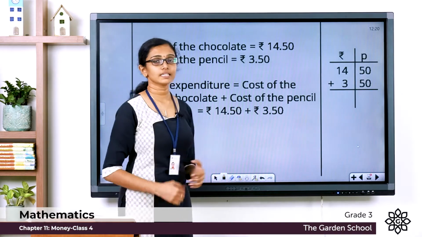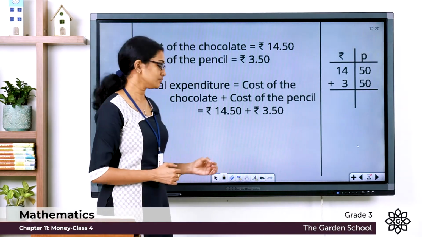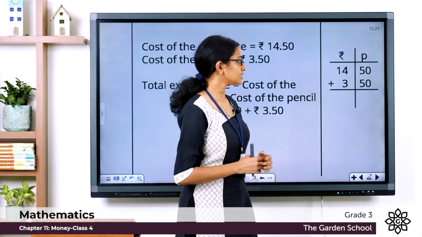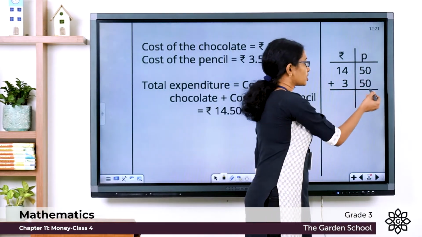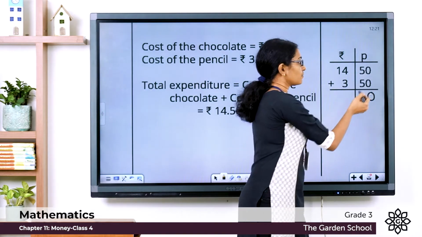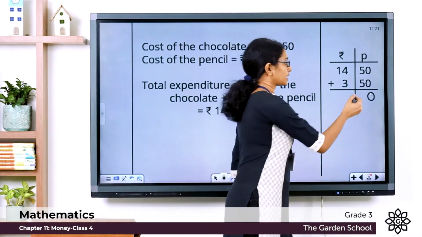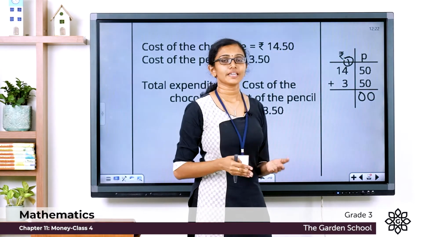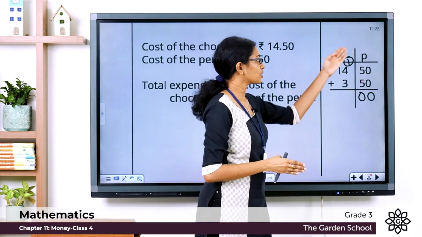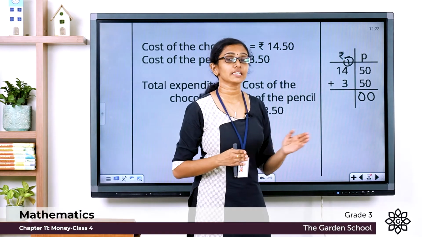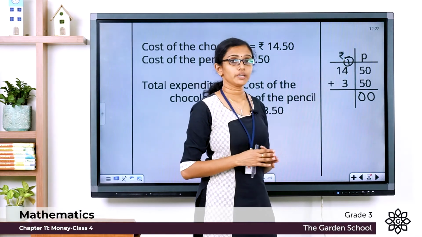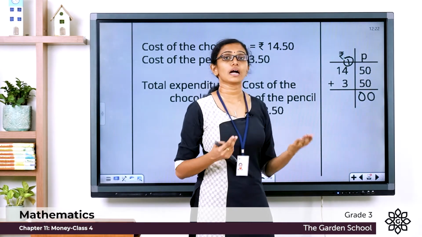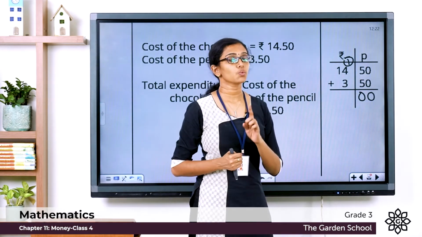So we have written the given amounts in the proper columns. Now starting with the paise column, let's add the numbers. So here we have 0 plus 0, 0 here, 5 plus 5, 10. So writing 0 here and carrying over 1 to the next column. See, when we carried over this 1 to the rupee column, we are actually carrying over 1 rupee or 100 paise. Because 50 plus 50 is equal to 100 paise, which is equal to 1 rupee.